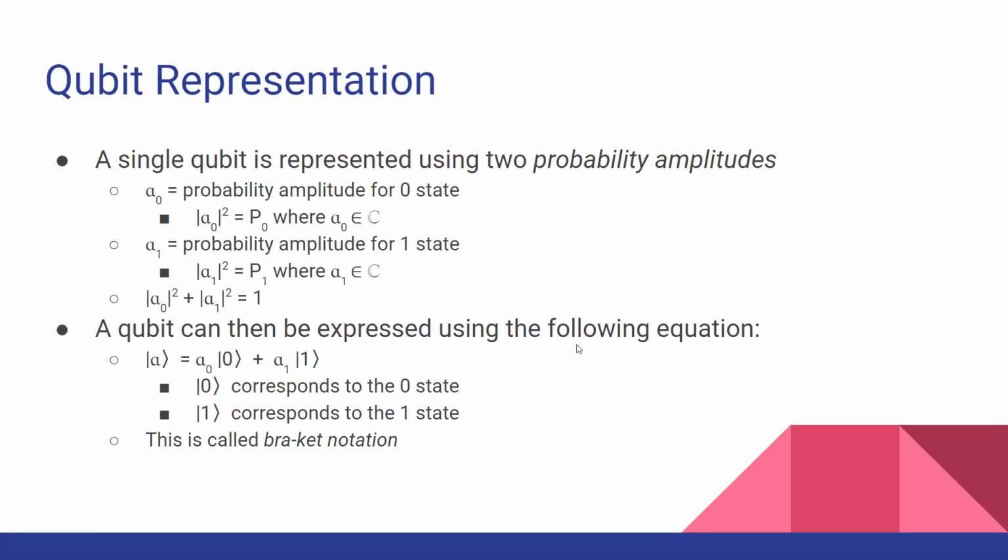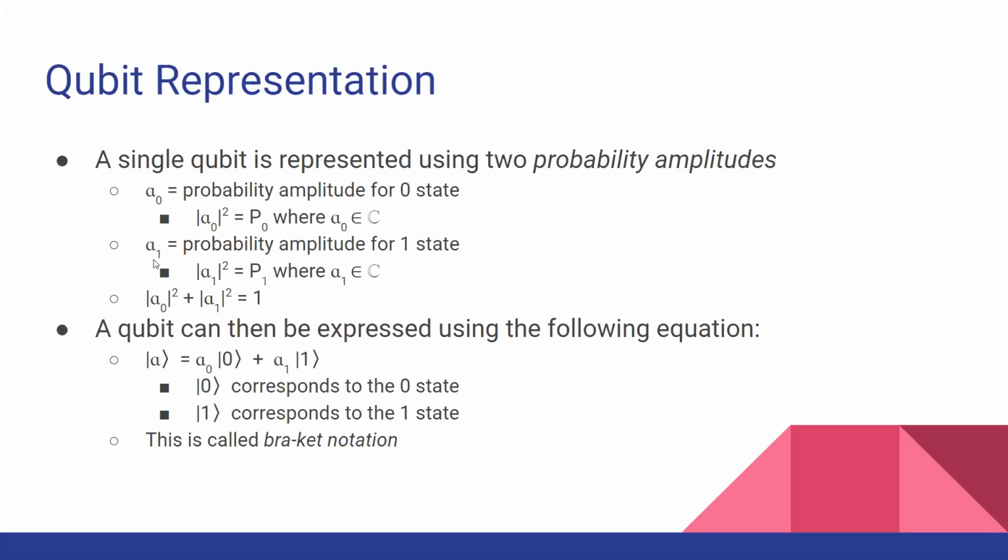A single qubit is represented using two what are called probability amplitudes. They're not exactly equal to the probabilities themselves. The first probability amplitude is called alpha 0, which is the probability amplitude for the 0 state. All you need to know is that the magnitude of alpha 0 squared is equal to the probability that we measure it in the 0 state. And alpha 0 can be in the complex range, so the probability amplitudes can be complex values.